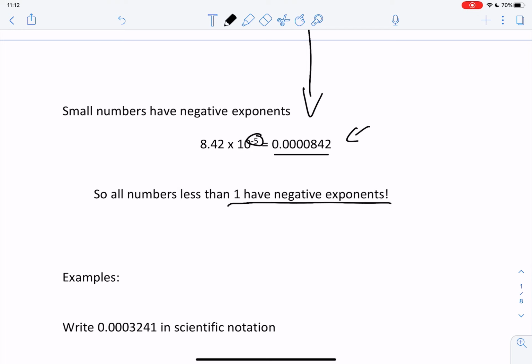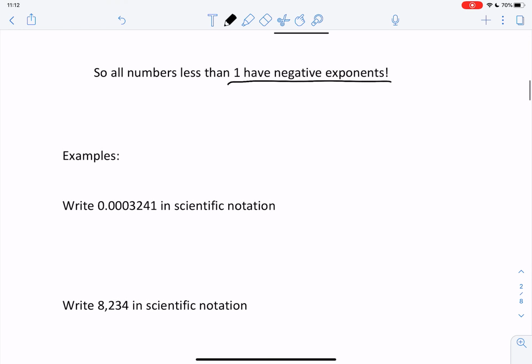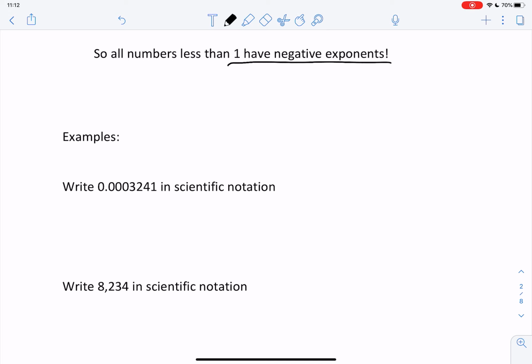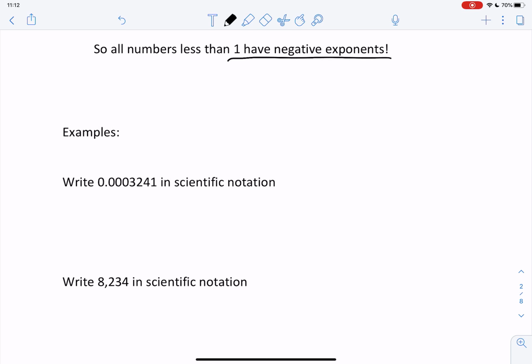Right. So we're going to do some examples here. At any point, if you need to pause the video or if you feel confident in understanding it, feel free to jump ahead. Let's get started with the first one. So write 0.0003241 in scientific notation. So we need to start with our first non-zero number, right? So we know that's going to be 3, because if we're going this way, this is our first non-zero number.